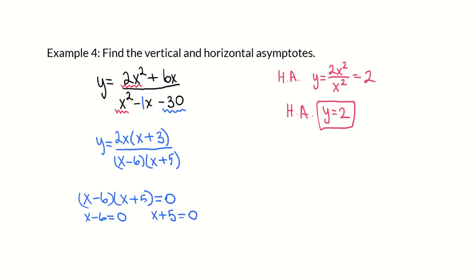And then we solve. So the first one, add 6 to get x equals 6. And then the second one, subtract 5 to get x equals negative 5. So our horizontal asymptote is y equals 2, and we have two vertical asymptotes: x equals 6 and x equals negative 5.